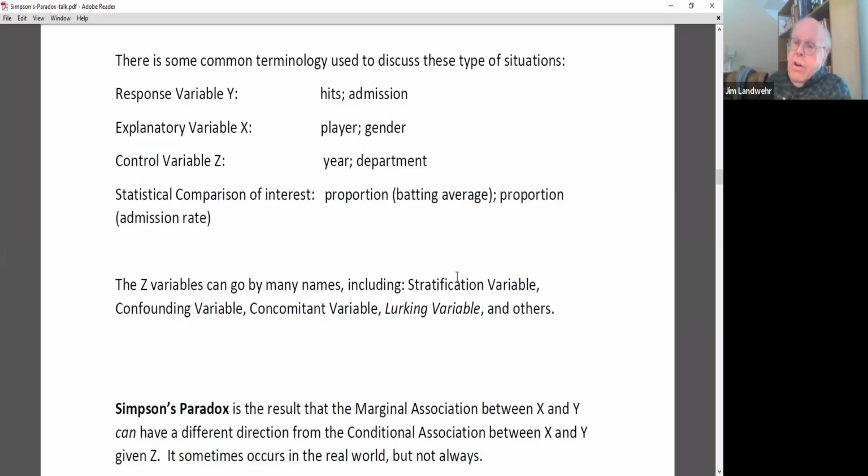I kind of like the term lurking variable because the idea is that there's a variable lurking in the background, like the department that maybe you don't think about in the first place, but it could have an effect on the results. You see all of these terms in all sorts of literature. At least at this level, they pretty much have the same meaning. Like I said, I kind of like the phrase lurking variable.